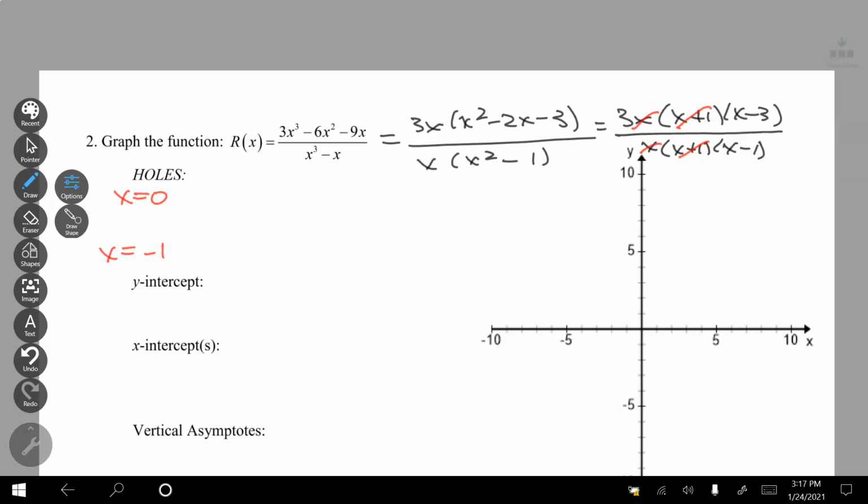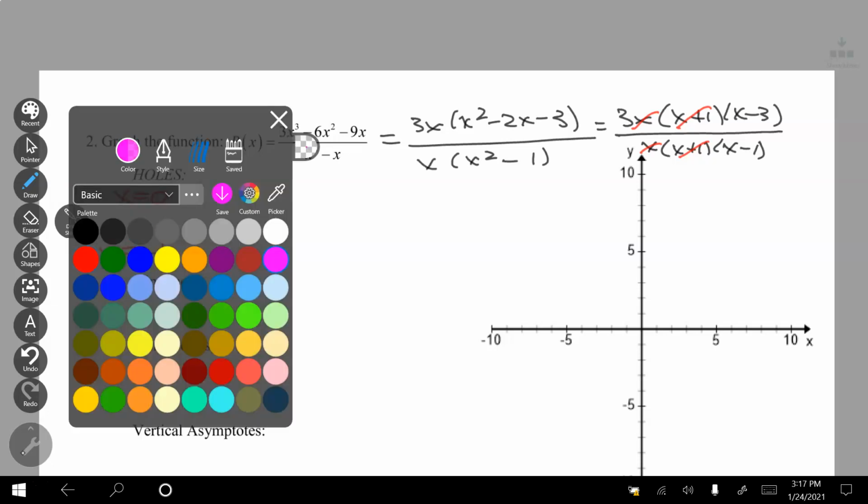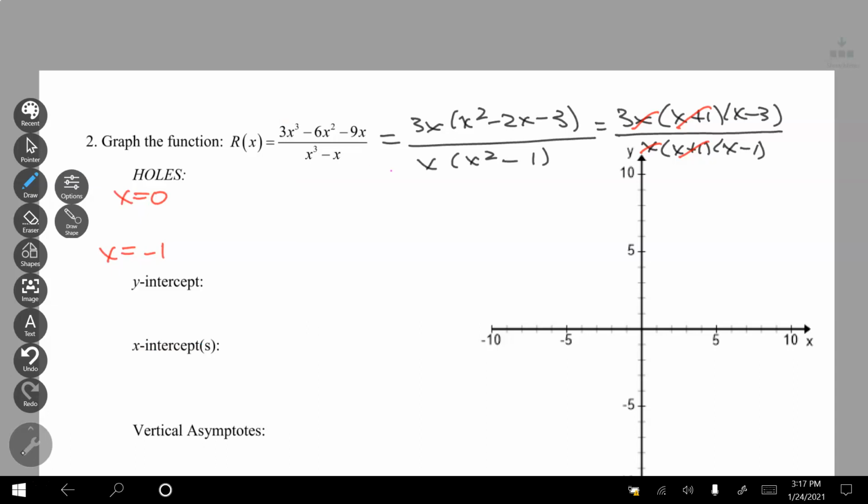So what I'm really graphing is the function. I'm going to write it in pink. When I'm all said and done with this, I'm really graphing the function 3 parentheses x minus 3 over x minus 1. This is really the function I'm graphing with a couple holes in it.